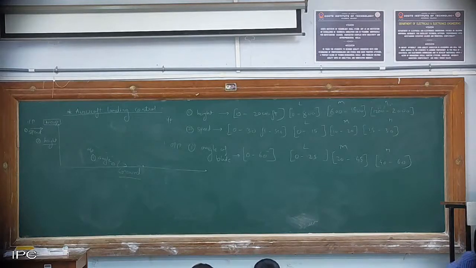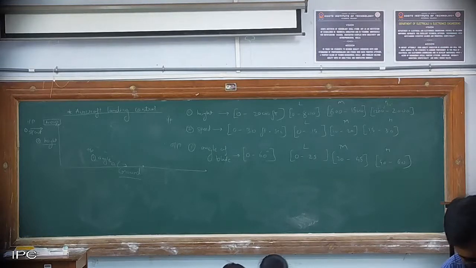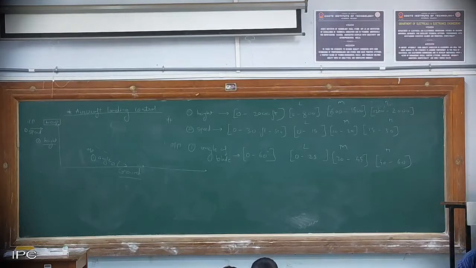Okay, so now you tell me, if height is low, let us say this is nothing but your landing part, height is low, fine, speed is also low, so your angle should be what? Yes, obviously low. How much angle do you require? Let us say 5 or 6 degrees, slowly it has to come down, right? So that should be low.